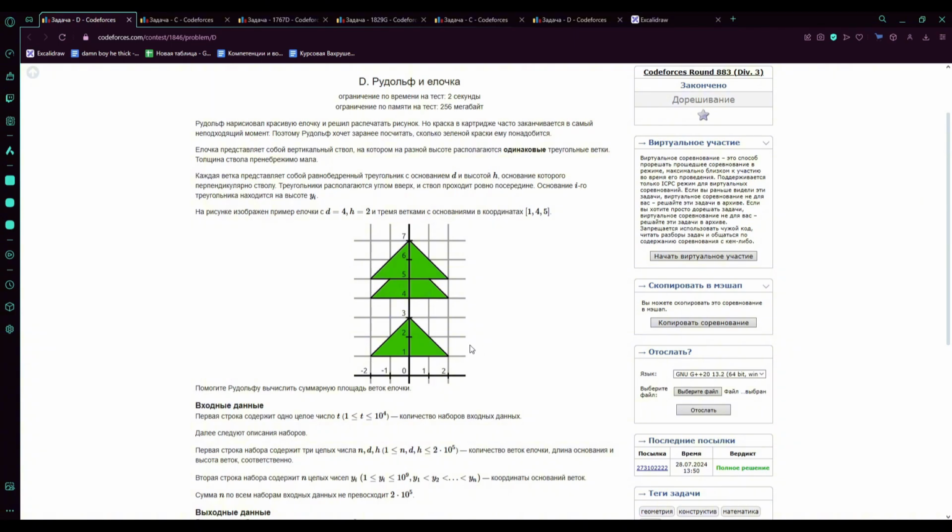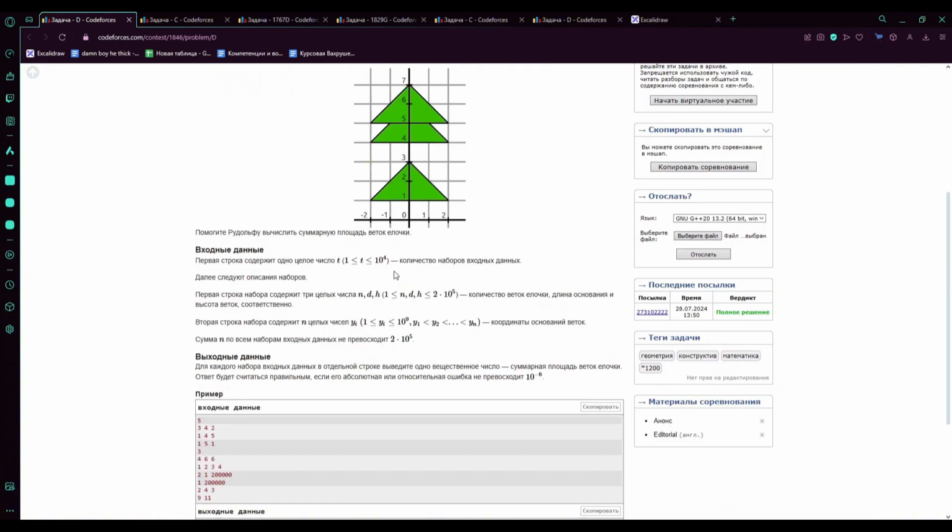What do we need to output? I think you can guess. We need to find the area of our Christmas tree, meaning the area of all these figures combined together. The restriction we have is that the number of branches on the tree is between 2 and 10 to the power of 5 at most. The same goes for the height and base of the triangles and their overall dimensions. Next, we have n heights at which the base is located, up to 10 to the power of 9. But this is the number of tests, which is 10 to the power of 4.